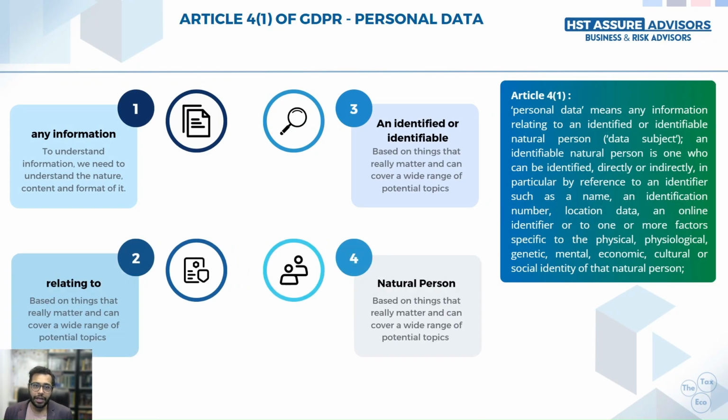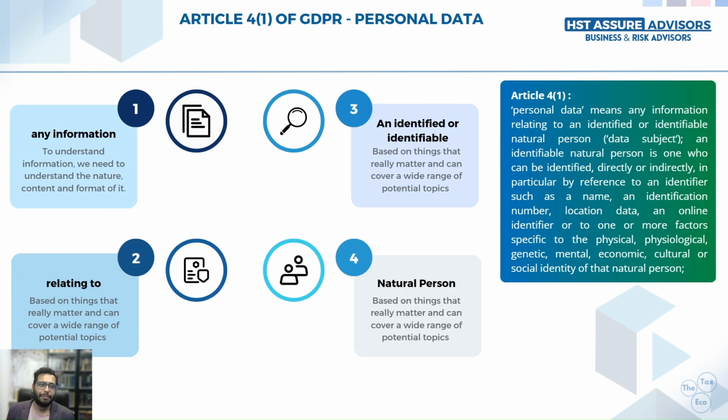Today we are going to discuss one important concept, that is personal data, the definition and the concept of personal data. Article 4.1 of the GDPR provides the definition: personal data means any information relating to an identified or identifiable natural person, that is a data subject. If there is any information relating to an identified or identifiable natural person, that may become your personal data.